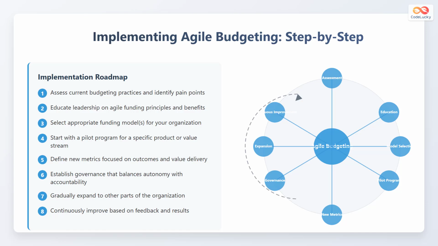Fifth, define new metrics focused on outcomes and value delivery. Sixth, establish governance that balances autonomy with accountability. Seventh, gradually expand to other parts of the organization. And finally, continuously improve based on feedback and results.